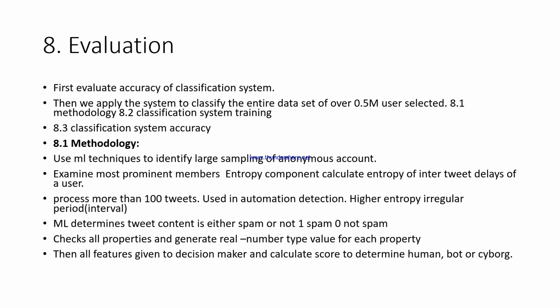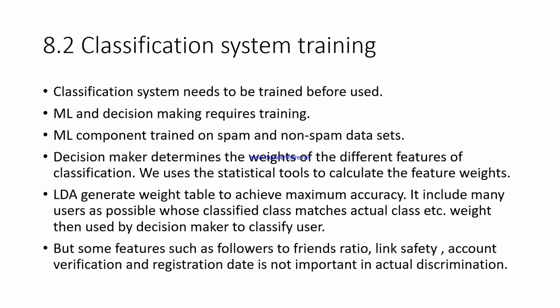If it is spam, its value is 1. If not spam, its value is 0. Then we check all properties and generate a real number value for each property. All features are then given to the decision maker, which calculates the score. The score determines whether it is a human being, bot or cyborg.